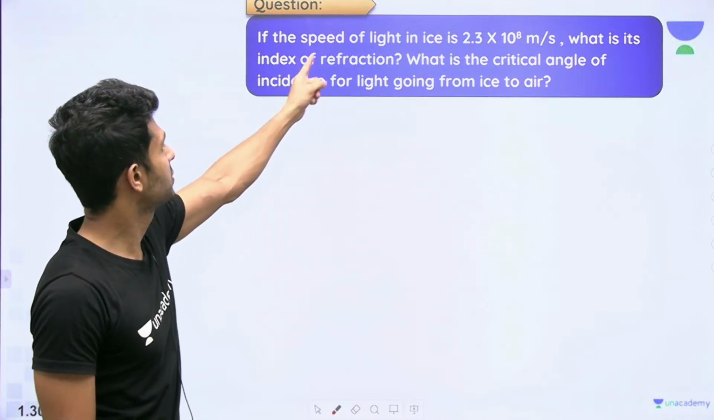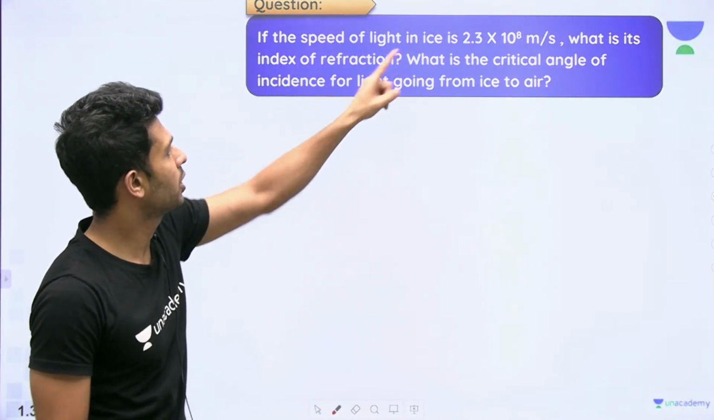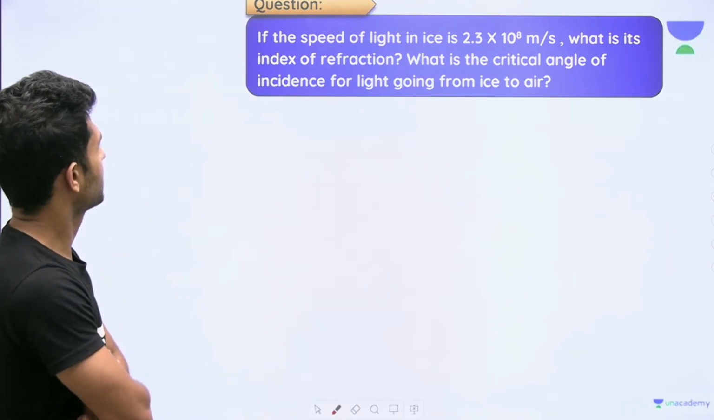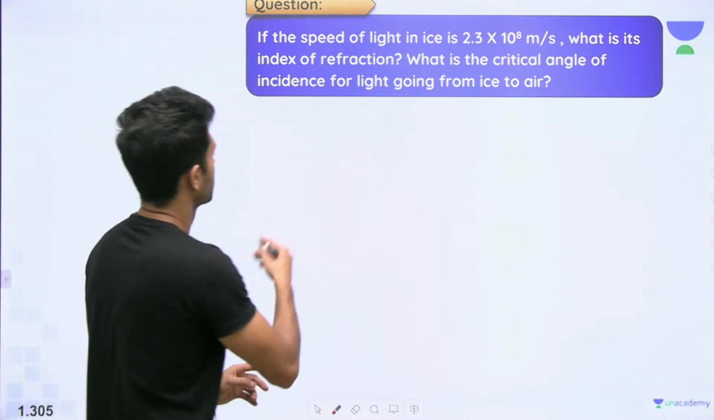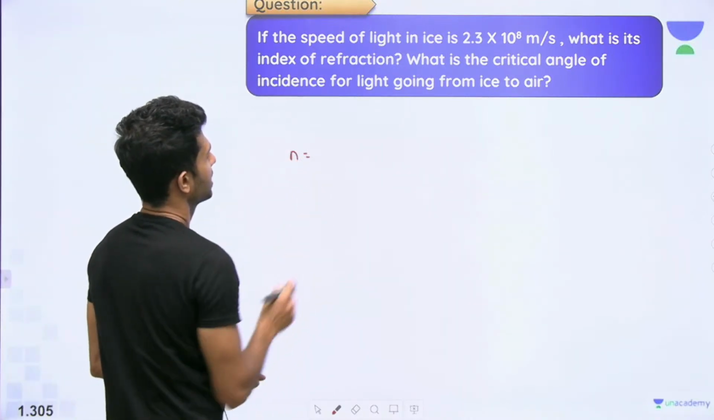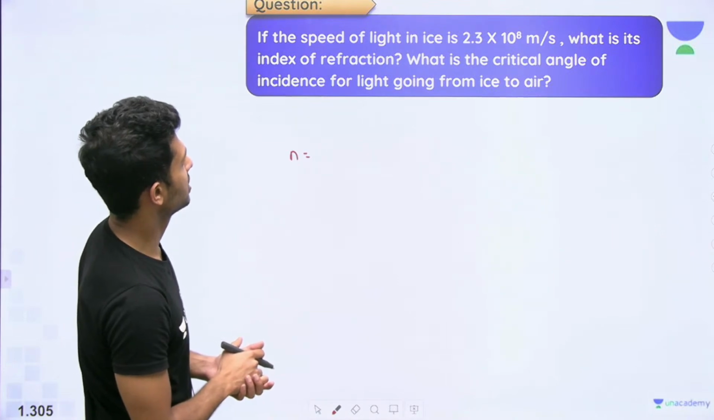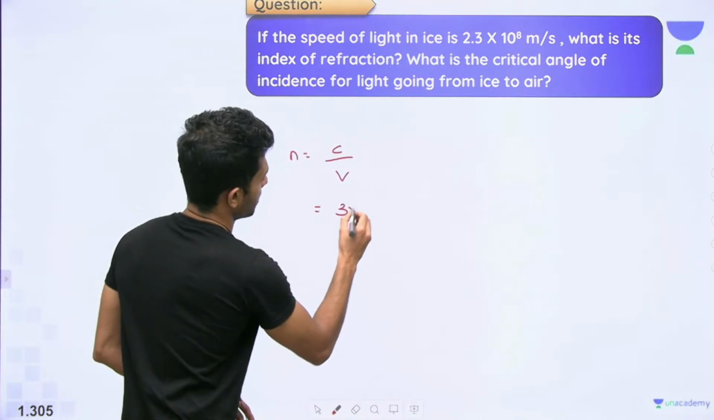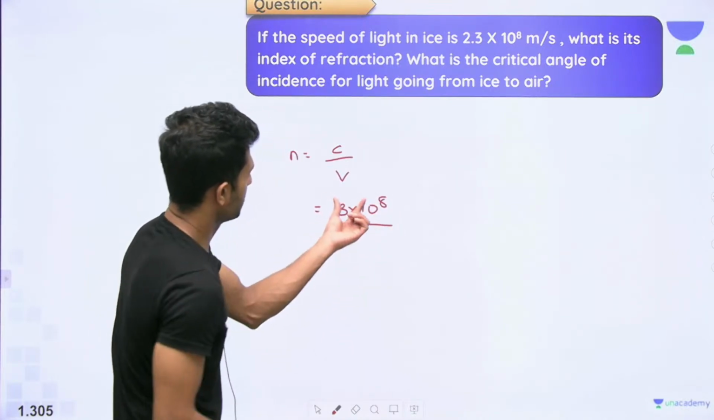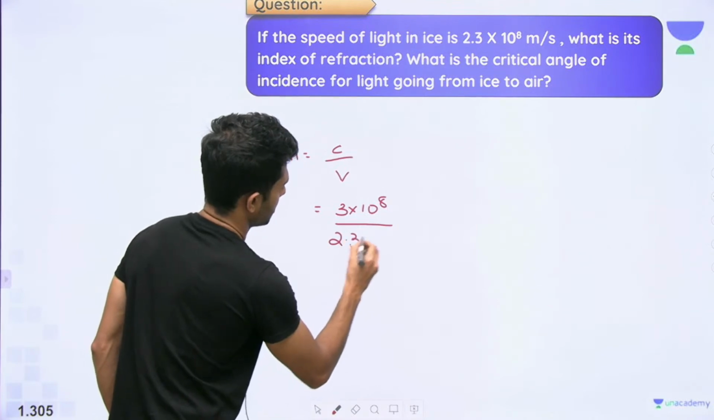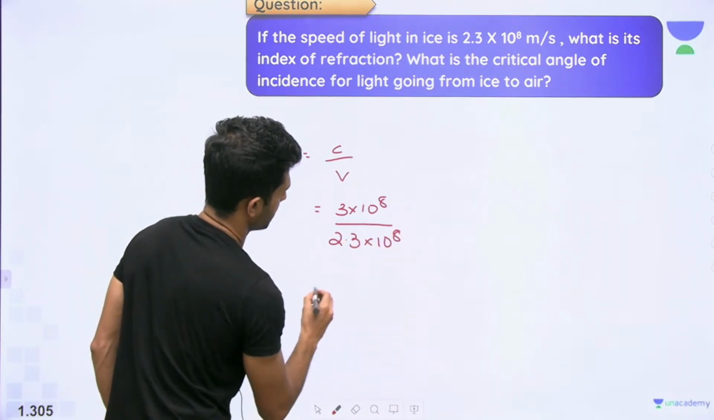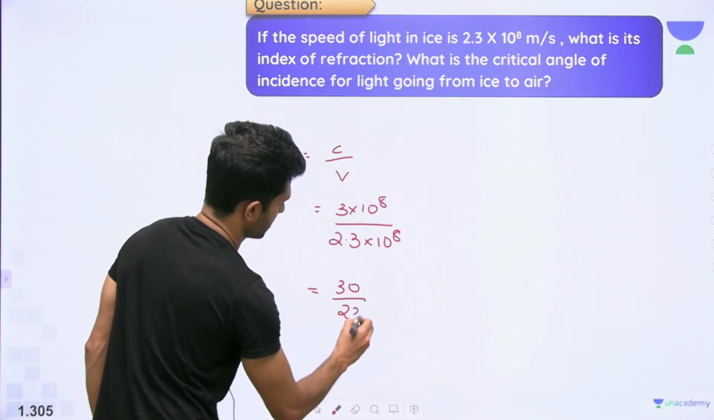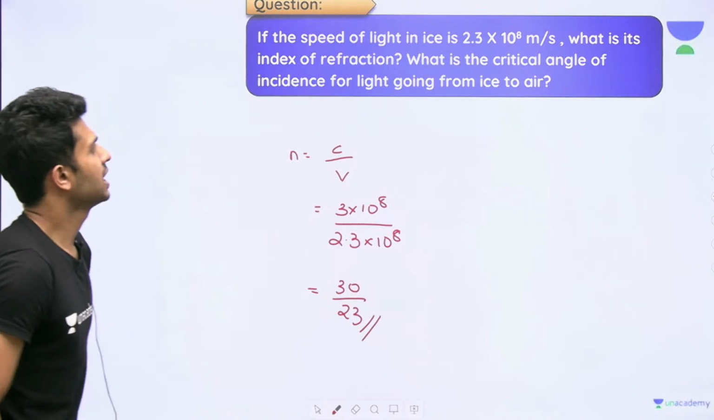Here we go. If the speed of light in ice is 2.3 into 10 power 8, what is its refractive index or index of refraction? To do this, 10th standard knowledge was more than necessary. Formula: c by v. 3 into 10 power 8 by v, which is 2.3 into 10 power 8. So this will be 30 by 23. Okay, n is done.